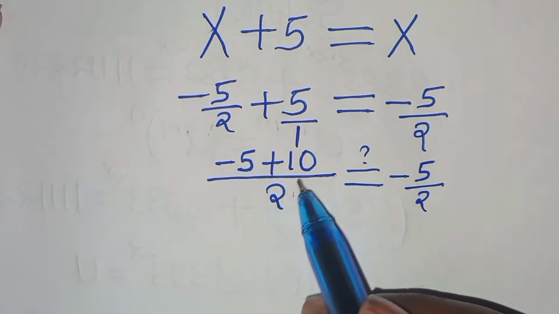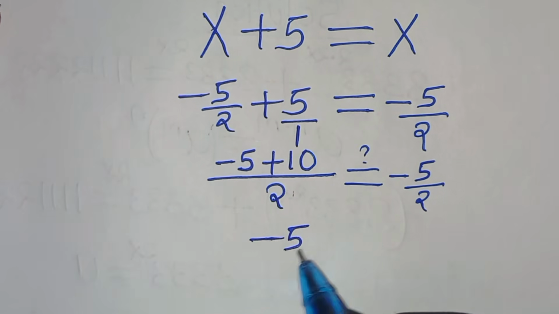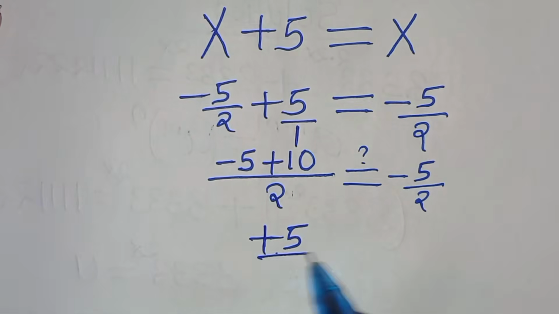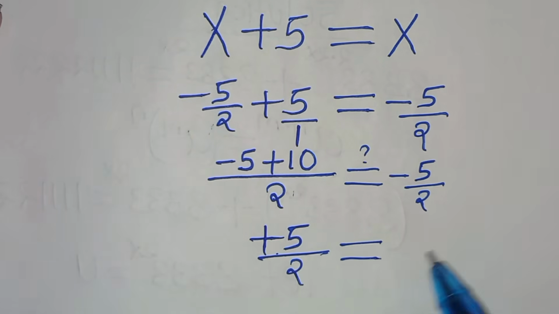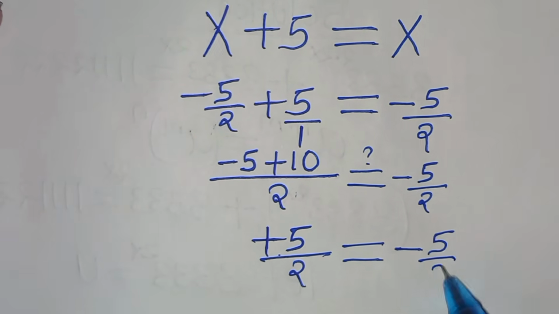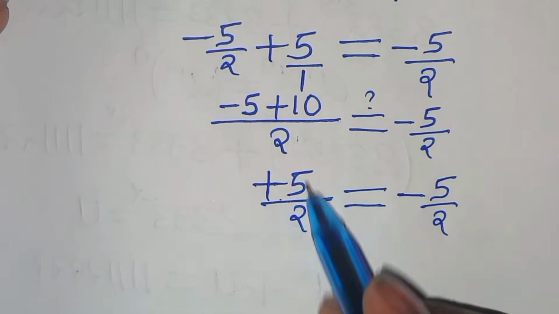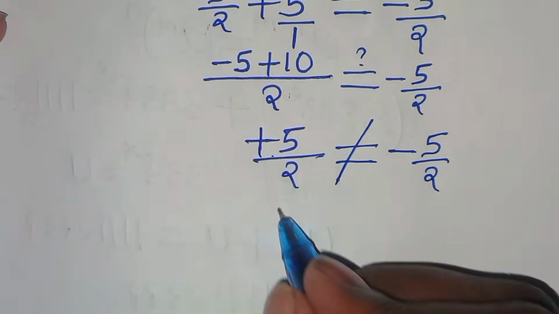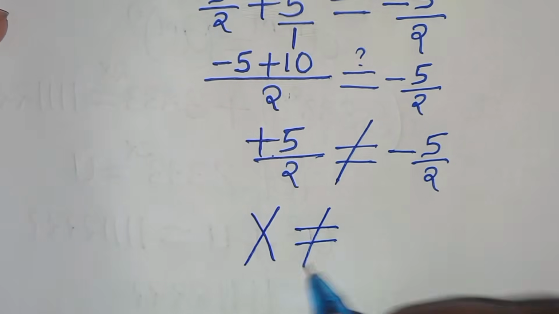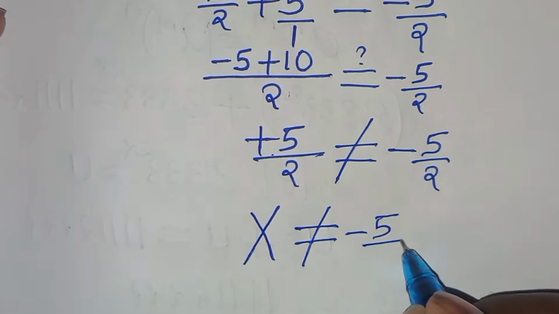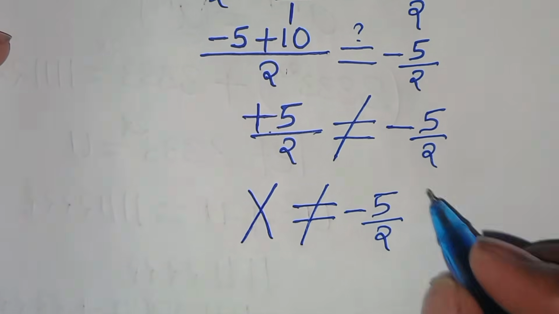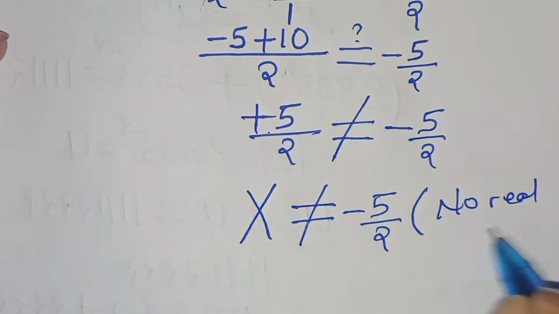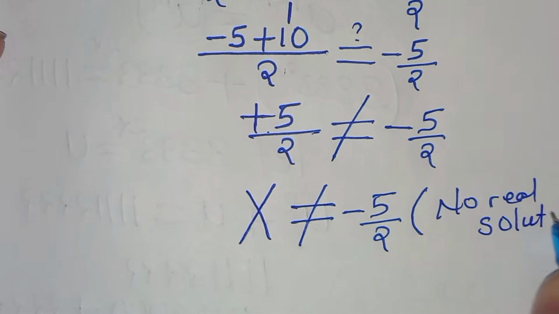So negative 5 plus 10 is plus 5 over 2, and this should be equal to negative 5 over 2. So this is plus 5 over 2, this is negative 5 over 2, so this is not equal. This is to mean that x is not equal to negative 5 over 2. And this implies that in this case, there is no real solution.